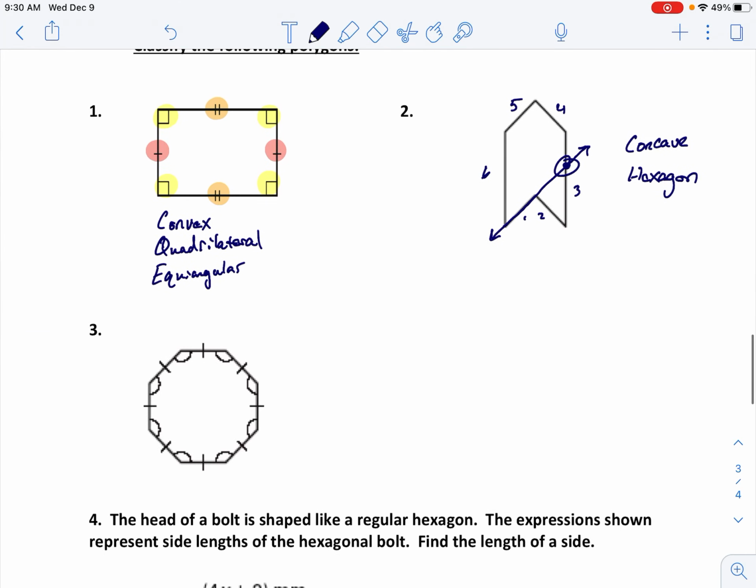And then finally here, this is convex because there's no caving in. I'm going to count the number of sides. It looks like we got 1, 2, 3, 4, 5, 6, 7, 8, I believe. So it is an octagon.